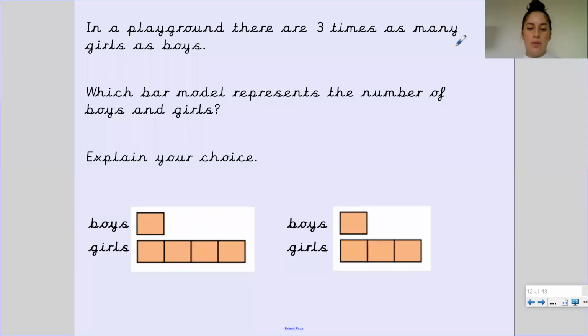Okay, so the wording of the question is there are 3 times as many girls as boys. So we've got a number of boys that are both represented here. Now 3 times as many as the number of boys represents the number of girls. So which one of these two represents 3 times as many? Well, this one, because we've got a number of boys and it's repeated 3 times. 1, 2, 3. So 3 times as many as the number of boys represents the number of girls.